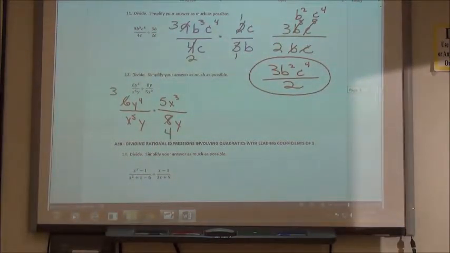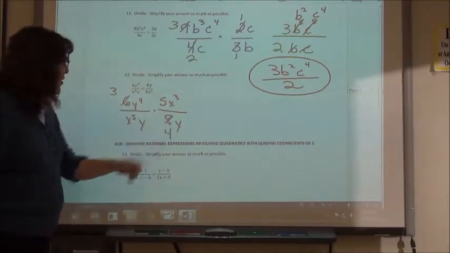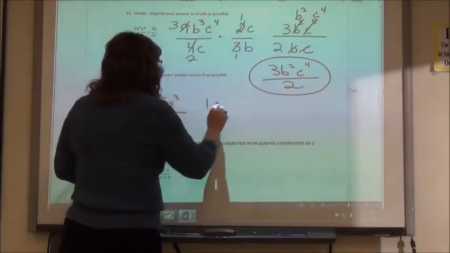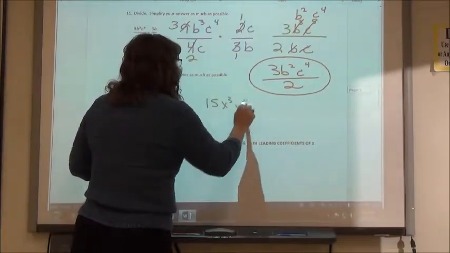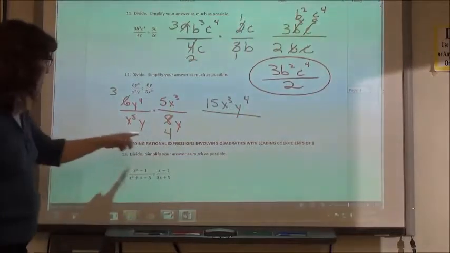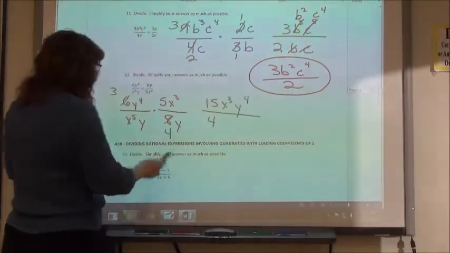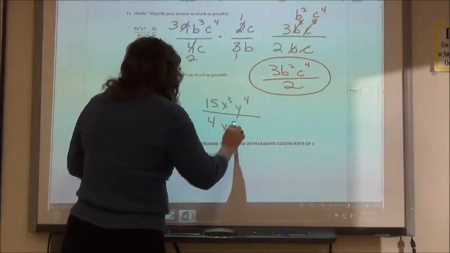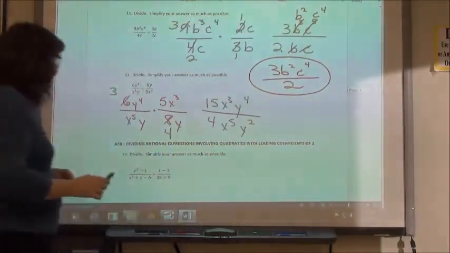You can always reduce that 2 out at the end if you recognize that, oh, I can reduce by 2 at the end. So if you forget to do it at the beginning but you get to the end, you can reduce it down then. Because if I had 30 over 8, those are still both divisible by 2. So I reduced right away. I'm going to get 15 x to the 3rd and y to the 4th. And on the bottom, I'm going to have a 4, and then an x to the 5th and a y to the 2nd.